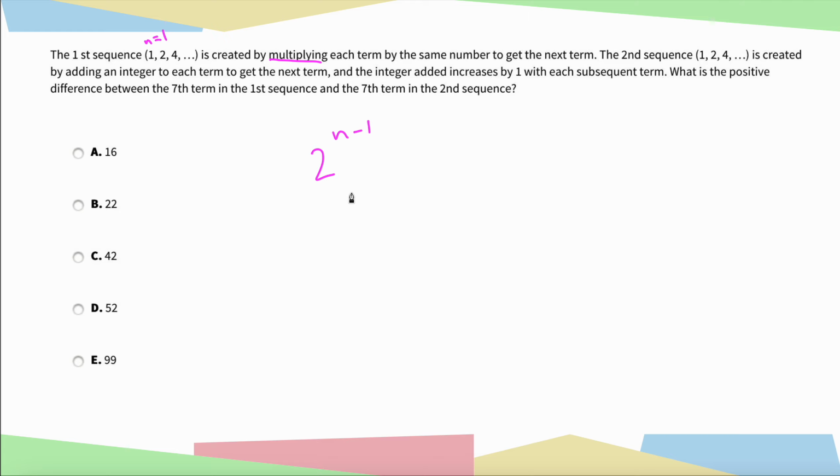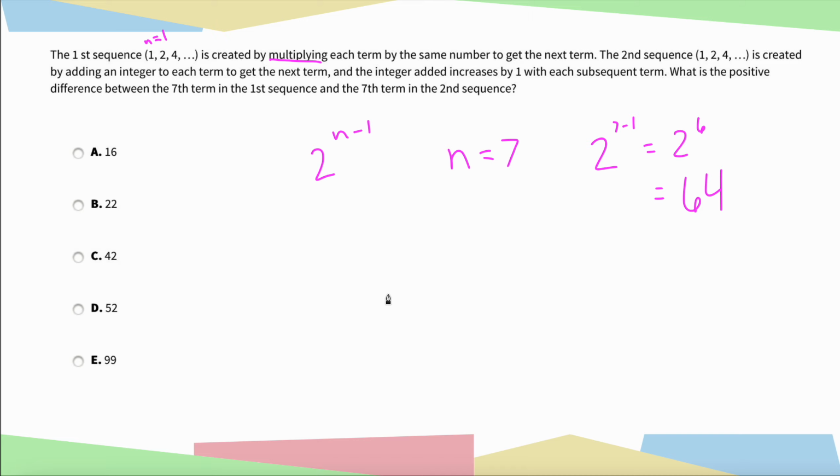Because for my first term, it would be 2 to the 0 power, which is 1. My second term would be 2 to the first power, which is 2, and so on and so forth. So when my n equals 7, I would do 2 to the 7 minus 1 power, which is 2 to the 6th power, which if you have your multiples of 2 memorized, that would be 64. Now let's go on to our second sequence.